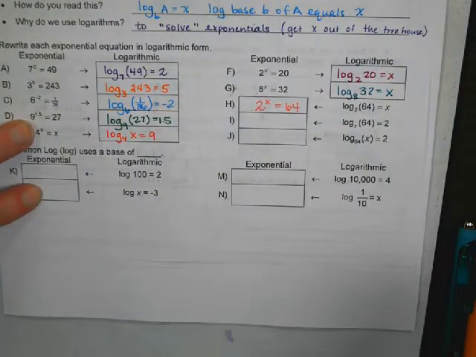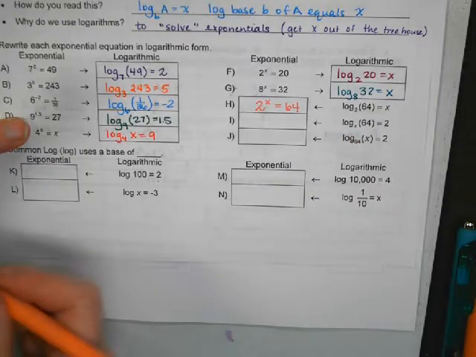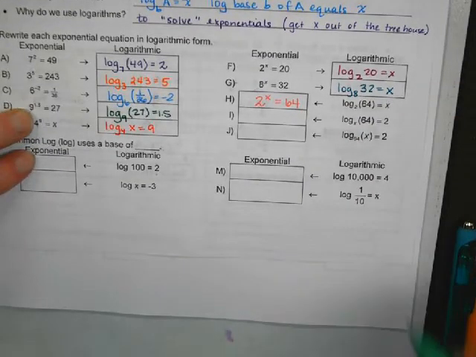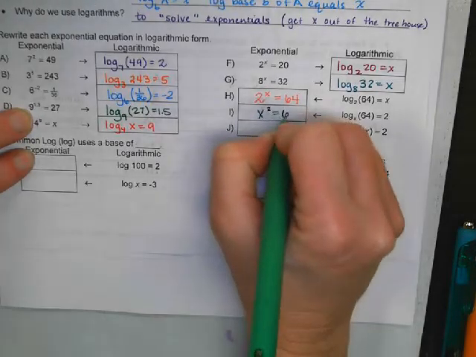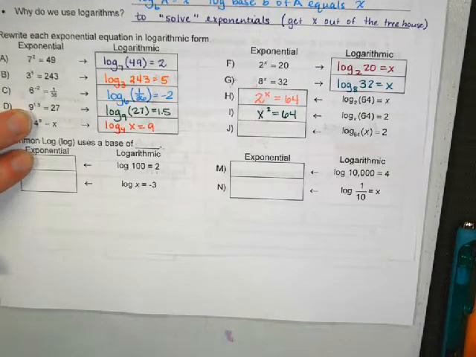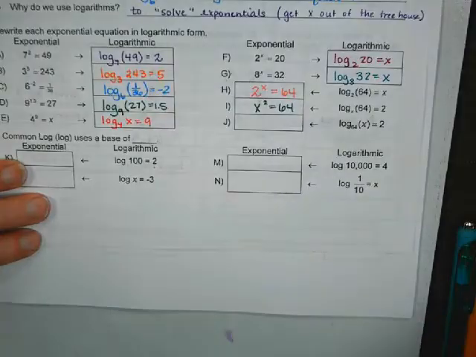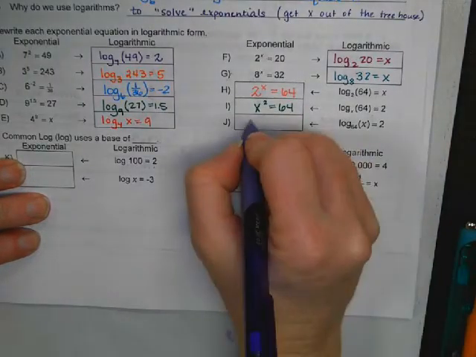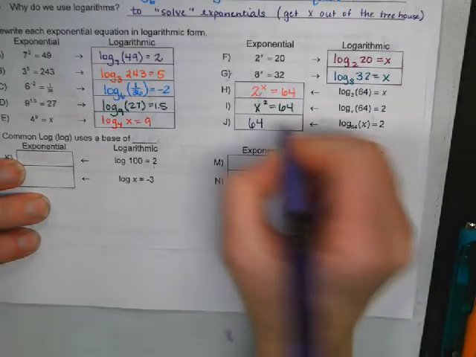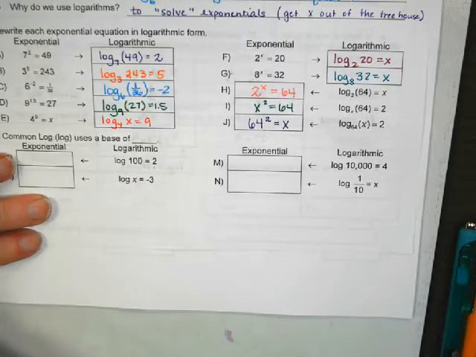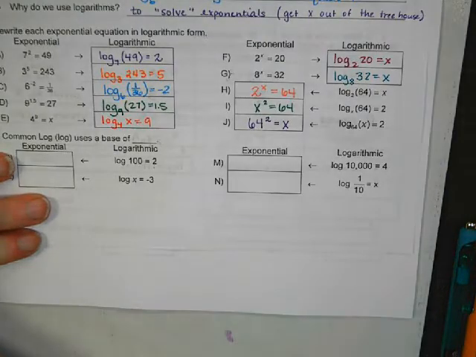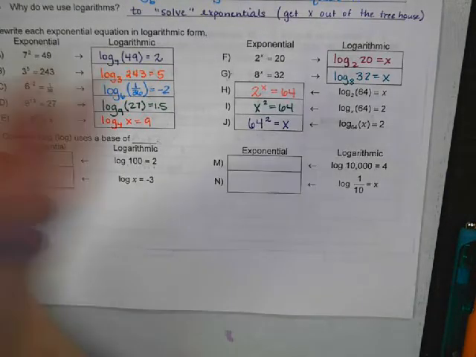So this one, but what's your base going to be on I? X. So this one's going to be x squared equals 64. Well, what squared gives you 64? 8. 8, so x would be 8. And this one is 64 squared equals x. And that's a really big number, so I don't care what it is, because I'm not going to write a really big number like that. But you could just put it in a calculator.